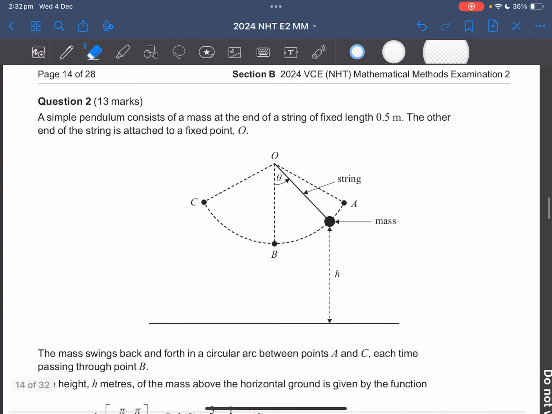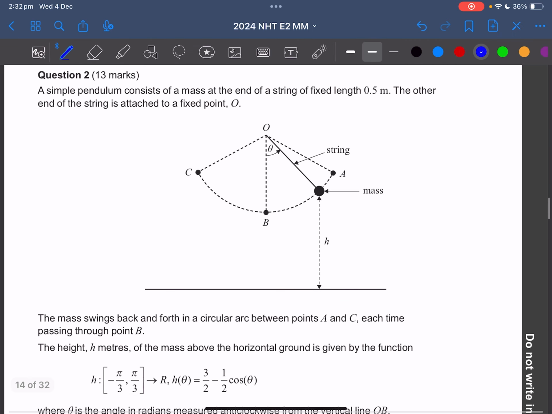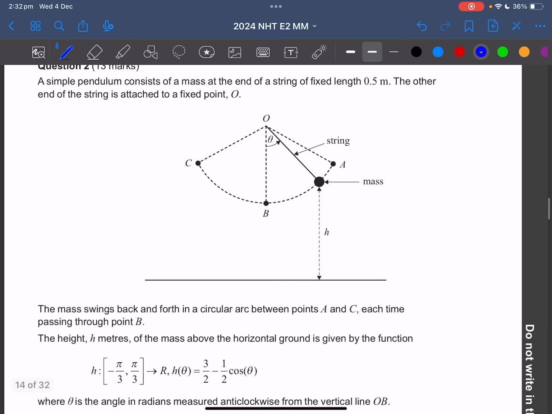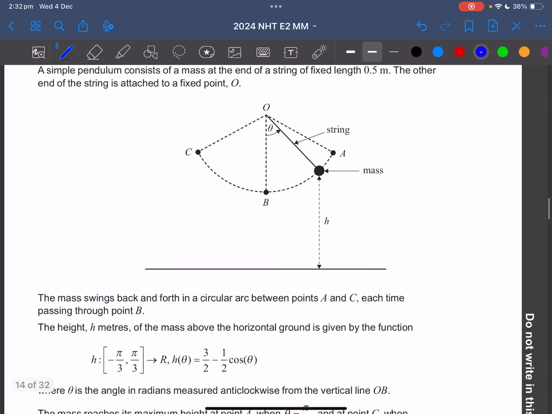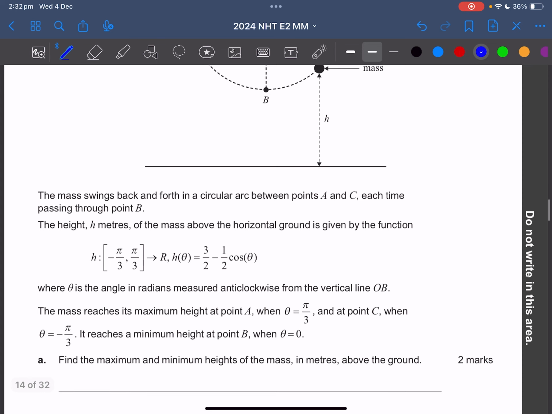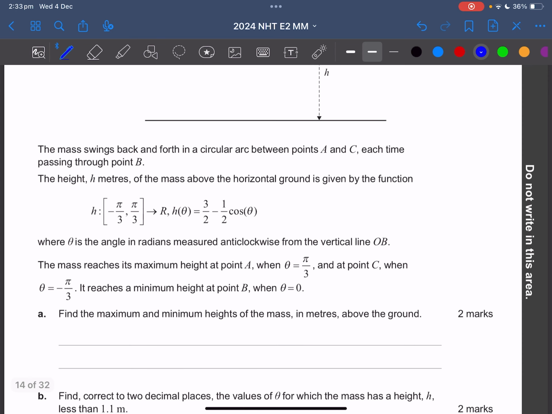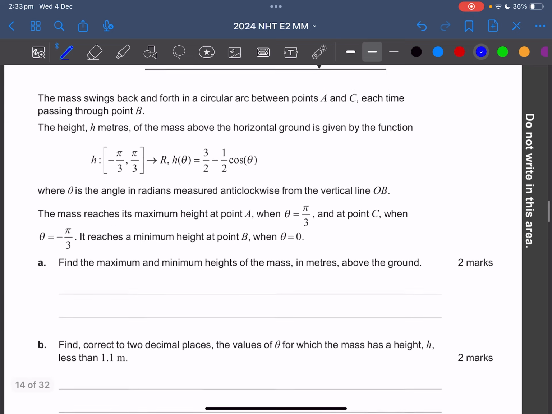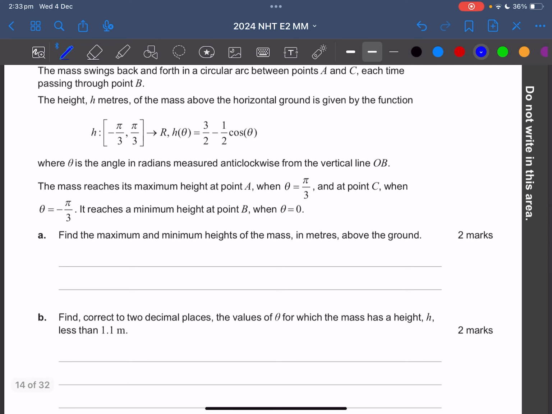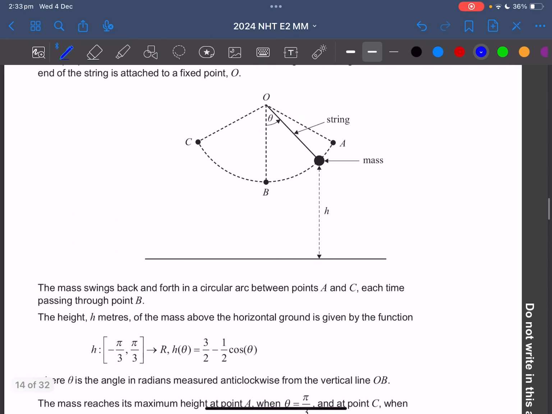Okay, so question number 2. A simple pendulum consists of a mass at the end of a string fixed at length 0.5 meter. The other end of the string is attached to fixed point O. The mass swings back and forth in a circular arc between the points A and C, each time passing through point B. The height h meters of the mass above the horizontal ground is given by the function this, where theta is the angle in radians measured anti-clockwise from vertical line OB. So measured like this basically.